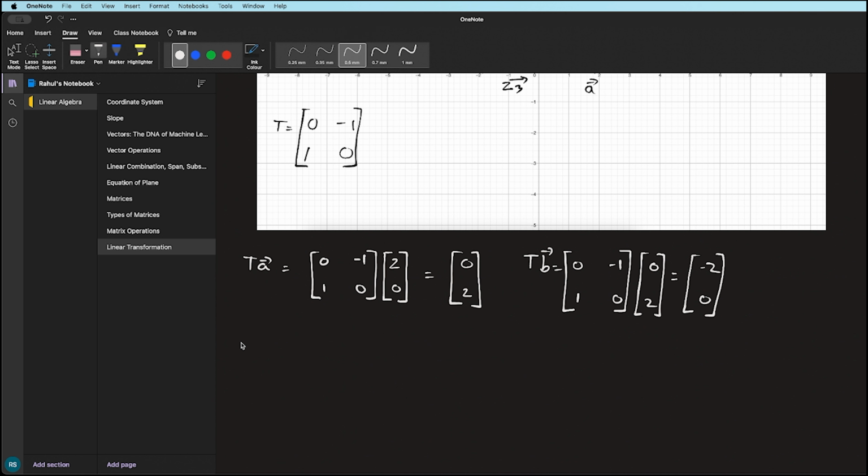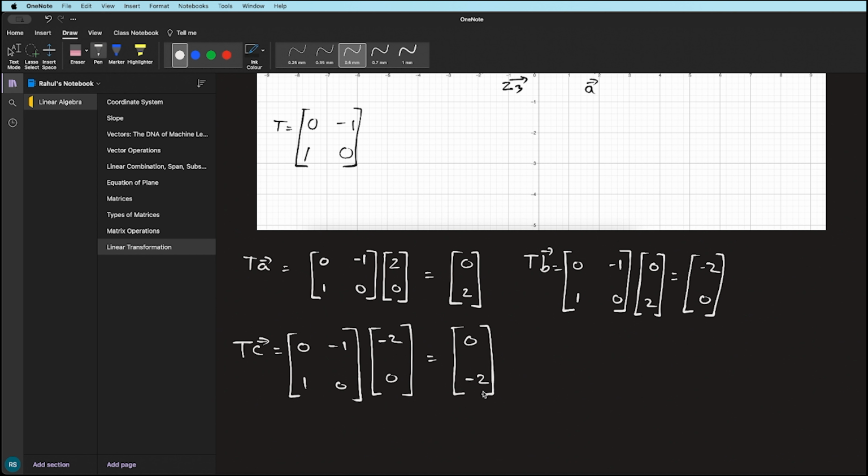Similarly, I will do the transformation for vector C. [0 1; minus 1 0], and the vector C is (minus 2, 0). So the transformation becomes (0, minus 2). So I got the transformed vector A, transformed vector B, and transformed vector C. So I am going to plot it now.